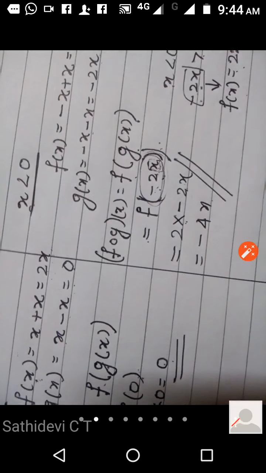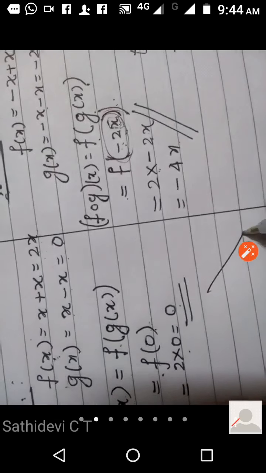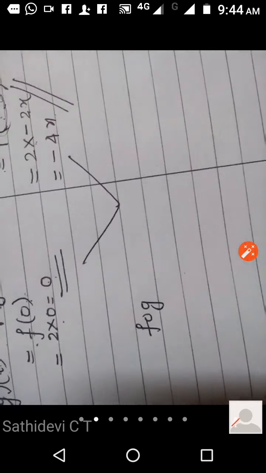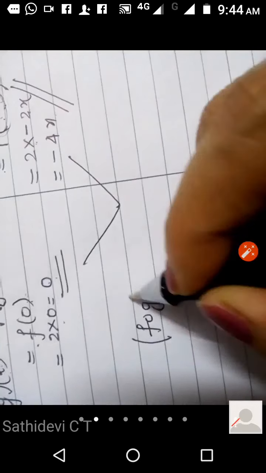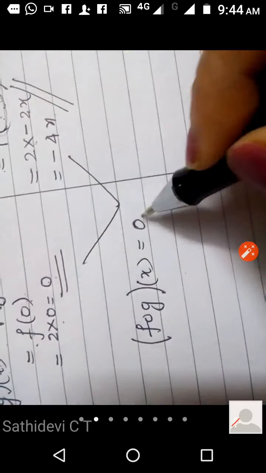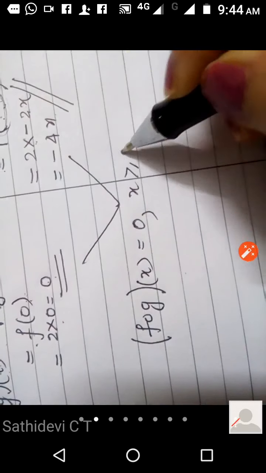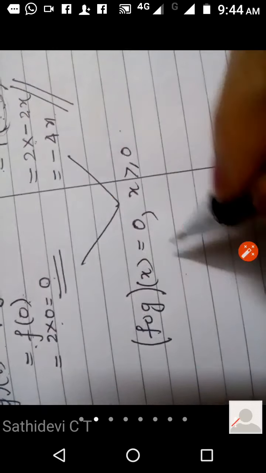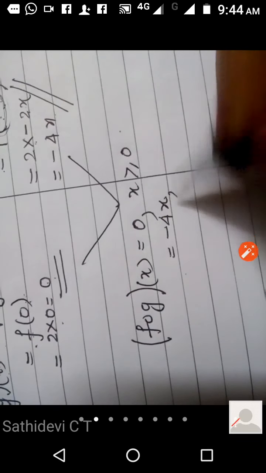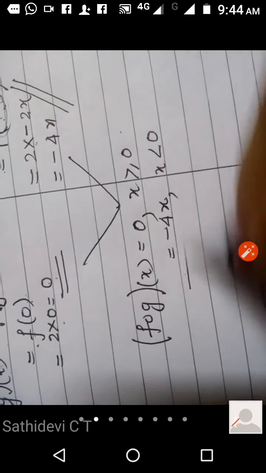So we can combine these two. Combining these two we can write f composite g operated on x is 0 when x is greater than or equal to 0 and equal to minus 4x when x is less than 0. This is the first answer.